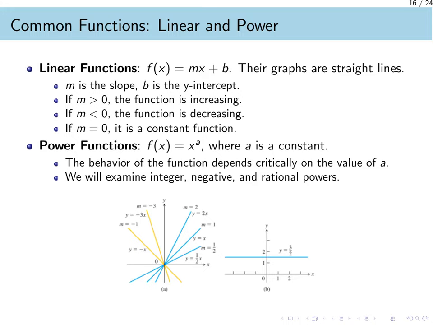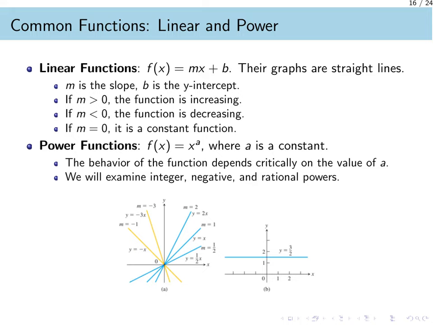more complex models. First, a linear function is defined by the equation f of x equals m times x plus b, and its graph is always a straight line. The constant m is the slope, which measures the line's steepness, while the constant b is the y-intercept, telling us where the line crosses the vertical axis.